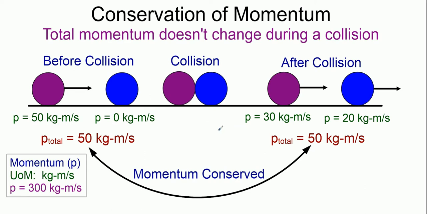There's your conservation right there. No change in total momentum. And then these guys are 30 and 20, and they add up to your 50, don't they? So this is your classic example of conservation of momentum.